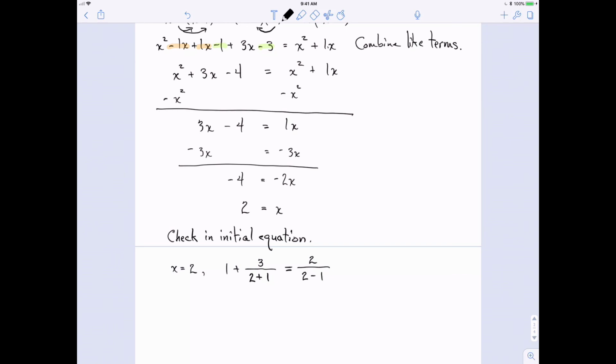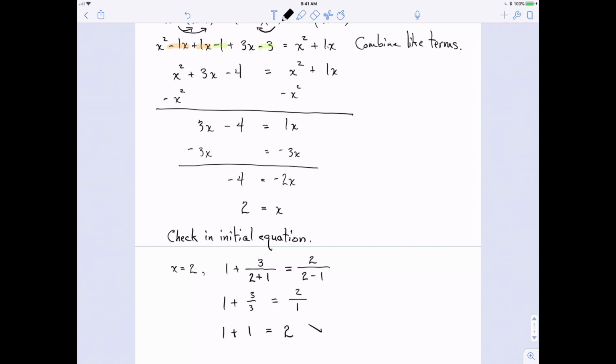So on the left, I have 1 plus 3 over 3. And then on the right, 2 over 2 minus 1 is 1. 3 divided by 3 is 1. And 2 over 1 is 2, and that looks true to me.